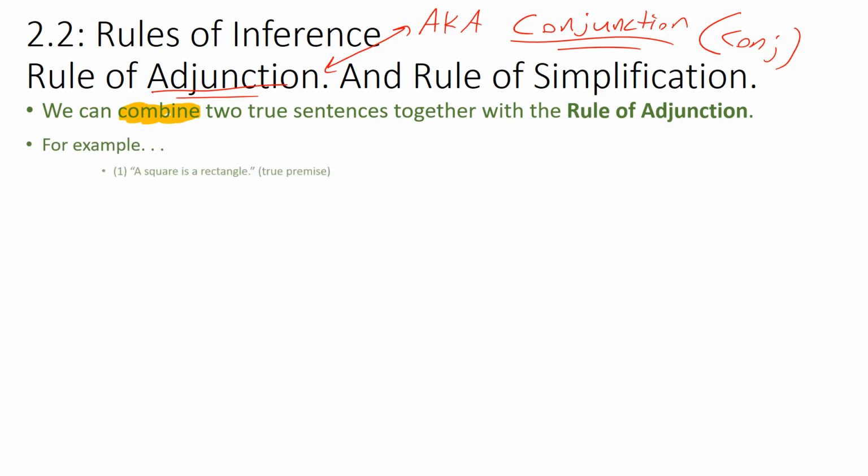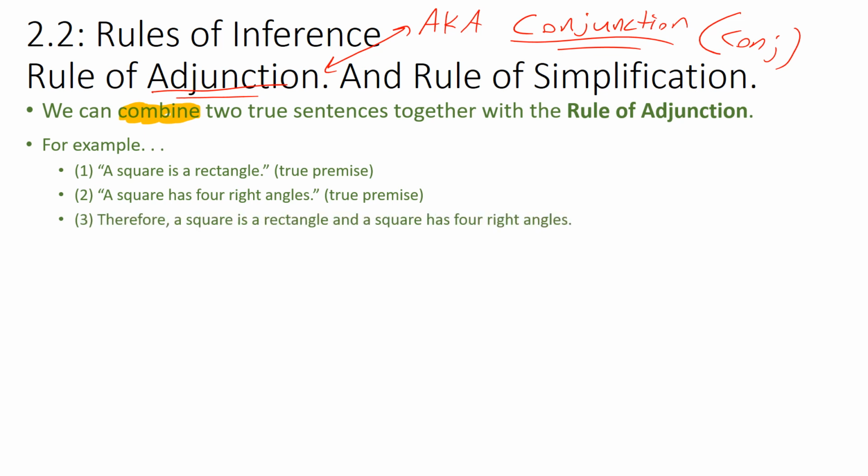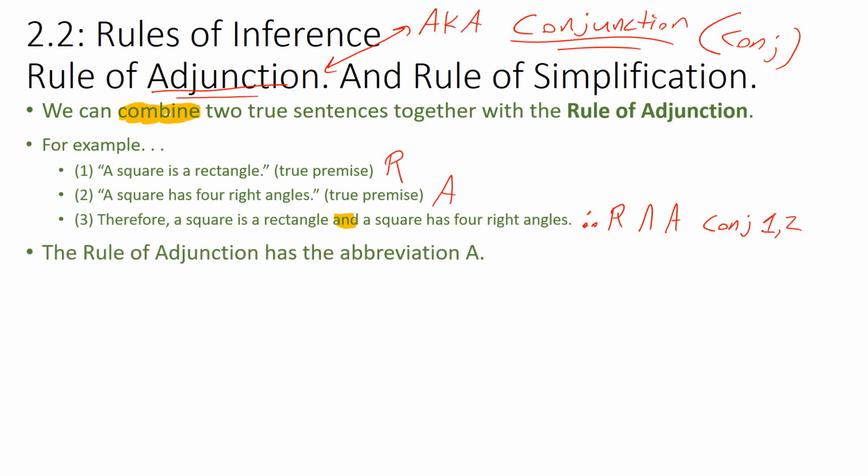For example, first premise, a square is a rectangle. Second premise, a square has 4 right angles. Conclusion, therefore, a square is a rectangle and a square has 4 right angles. First premise we might label as R. Second premise, let's label as A. And then our conclusion is therefore R and A by the conjunction rule with lines 1 and 2. We can also abbreviate this as A if we refer to it as the rule of adjunction.